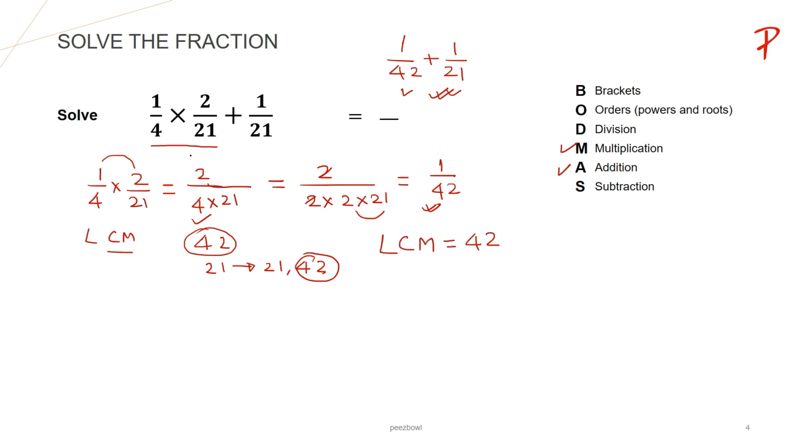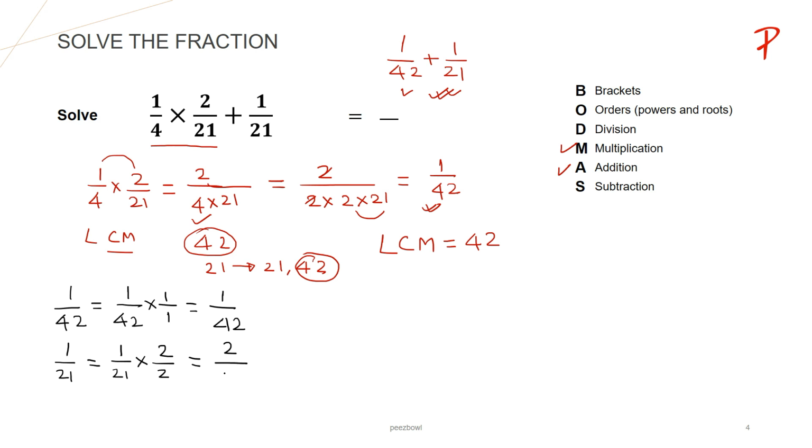Now I will write 1 by 42 in a way that we have denominator 42. So we do not need to do anything here. We simply multiply 1 at the numerator and at the denominator's place both. So we have 1 upon 42, right? For 1 upon 21, I need to multiply both the numerator and denominator by 2. So at the numerator's place, I have 2 multiplied by 1, that is 2. 21 multiplied by 2 is 42, right?